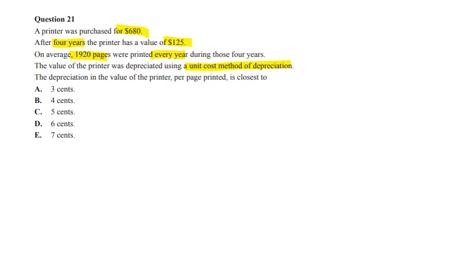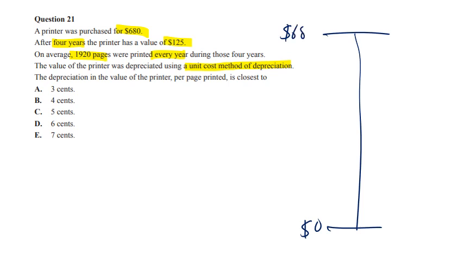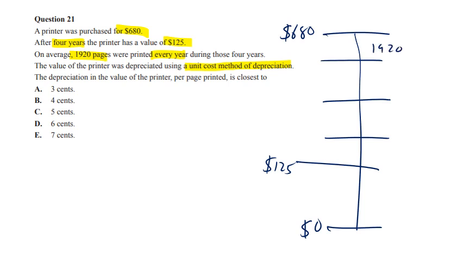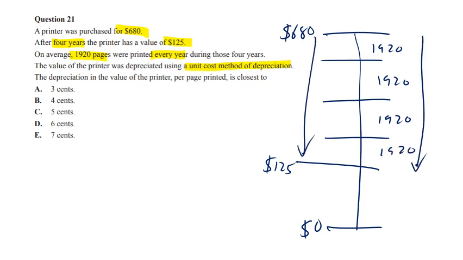Let's draw a picture of this, and that might help us understand things. So this is $0. This is $680, and our printer has somehow gone down to, let's put a line here, that's $125. Now that's happened over 4 years, so we've got the 4 gaps there, and each one is 1,920 pages. So we've got to think about how much is this drop, and how many pages were there?